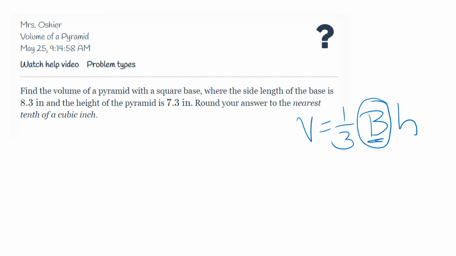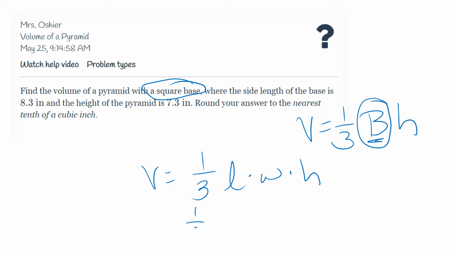Where the side length of the base is 8.3, they told me that it has a square base. So that's going to be like length times width. So I know that my volume is going to be 1/3 length times width times height. In the case of a square, length and width are the same number, so I'm just going to substitute that 8.3 in for both the length and the width. My height is 7.3, and I'm just typing that into the calculator.